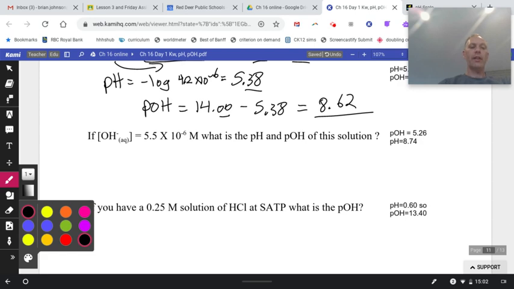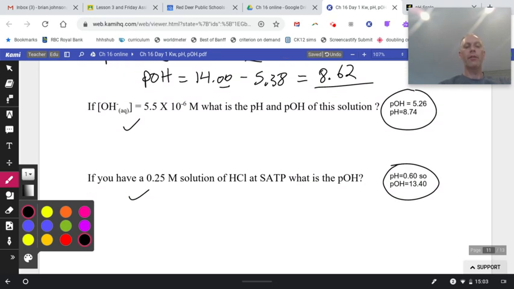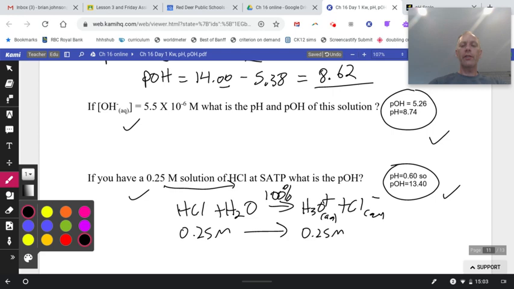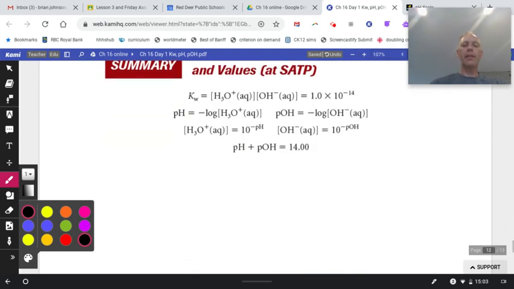All right, I would like you guys to try these ones. Answers are provided. So you can check to see if you're getting them right. Remember that for this one, 0.25 moles per liter of HCl is a strong acid. So it will go 100% into hydronium and chloride ions. So 0.25 molar HCl becomes 0.25 molar hydronium. Okay, so those you can do on your own. You don't need to sit and watch me do those. Simple calculations, correct sig digs are there, and that takes us to an end.